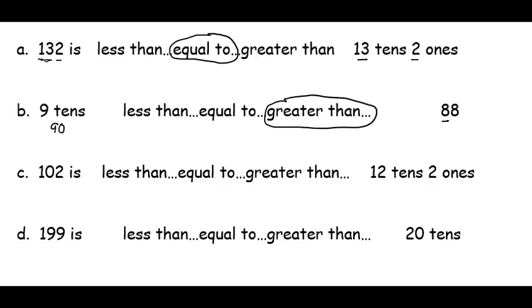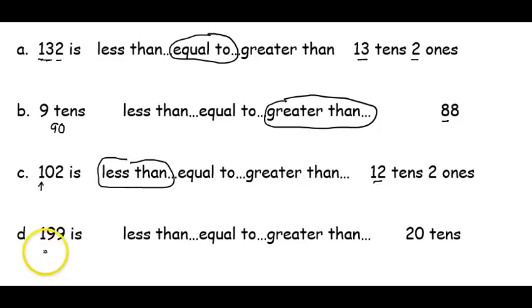In the next problem, I have 102. I'm comparing it to 12 tens and 2 ones. Well, 102 has one group of 100, but no tens. But that group of 100 can be considered 10 tens. Since this number only has 10 tens, and the second number has 12 tens, that means the second number is bigger, or 102 is less than 12 tens and 2 ones.